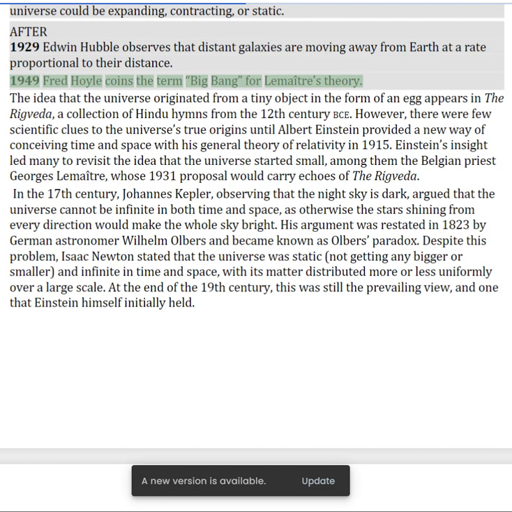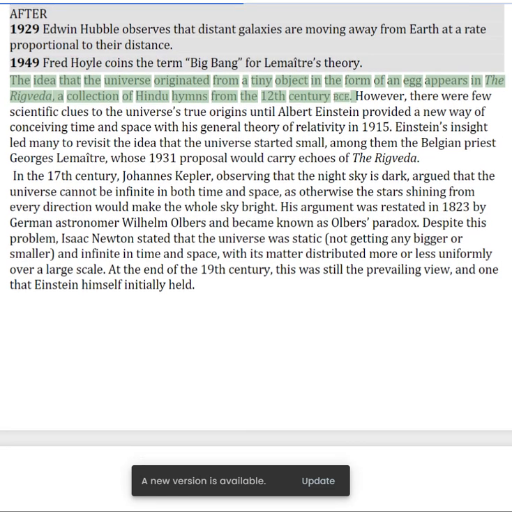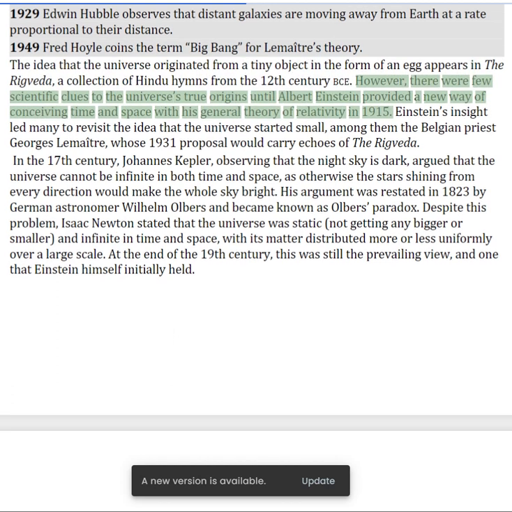1949: Fred Hoyle coins the term Big Bang for Lemaitre's theory. The idea that the universe originated from a tiny object in the form of an egg appears in the Rigveda, a collection of Hindu hymns from the 12th century BCE. However, there were few scientific clues to the universe's true origins until Albert Einstein provided a new way of conceiving time and space with his general theory of relativity in 1915.